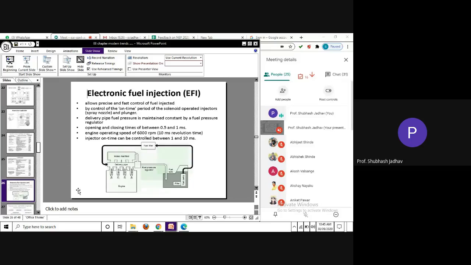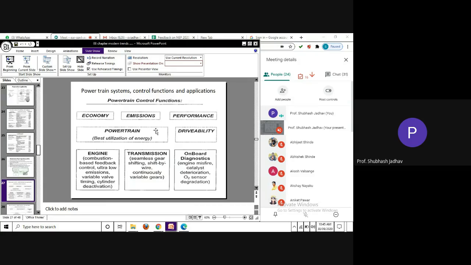So you cannot remain purely mechanical now. You have to be multidisciplinary, where you can see just now we have listed different sensors, and these many sensors are going to come into the picture. Similarly for electronic fuel injection, and then here are some powertrain functions related to economy, emission, performance. Related to economy and emissions, we have combustion related, then valve timing related, then gear shifting related, clutch related, etc.